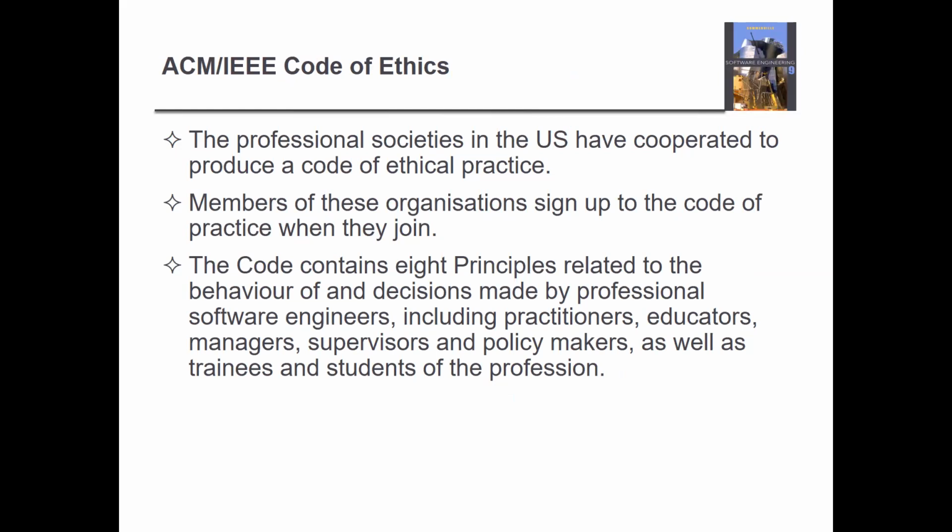And then we have the code of ethics. The ACM and the IEEE code of ethics when it comes to software engineering. The professional societies in the United States have cooperated to produce a code of ethical practice. All members of these organizations should sign up to the code of practice when they join. The code contains 8 principles related to the behavior of and decisions made by professional software engineers, including practitioners, educators, managers, supervisors, and policy makers, as well as trainees and students of the profession.